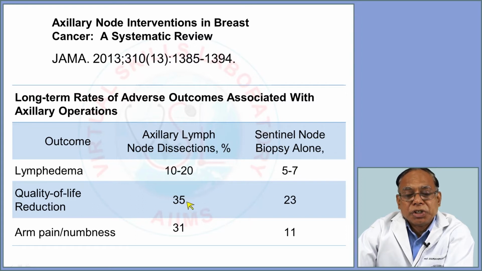The quality of life reduction due to various symptoms, frozen shoulder, difficulty in movement of the arm, pain in the shoulder area, pain in the upper arm, was noticed in about 1/3 of the patients. 35% had a reduction in the scores of the quality of life, compared to only 23% of women who had a reduction in the quality of life scores if they had their axilla assessed by sentinel node mapping. The arm pain and numbness was also nearly 1/3, only 11% of women after sentinel node mapping compared to 31% in those who had full axillary node dissection.